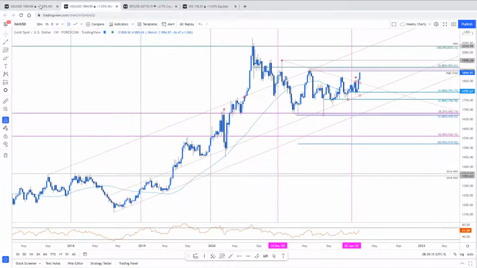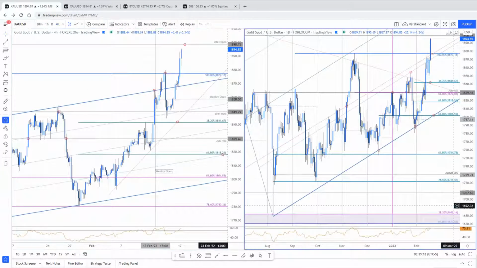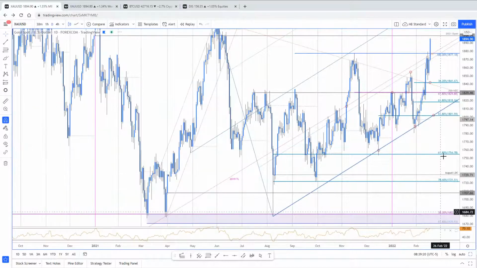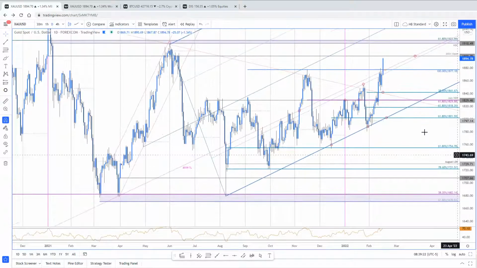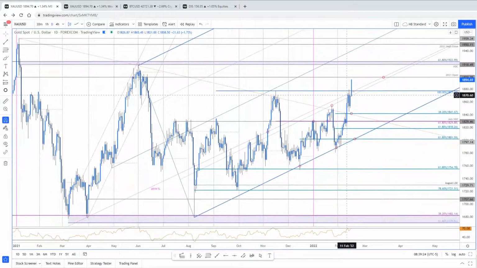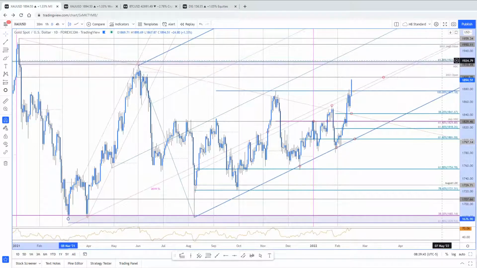Here's what the daily chart looks like. Okay, you can't make this stuff up. This is one of the cleanest breakouts we've seen in gold in some time. All right, there is uptrend resistance. Here's the breach, no meandering, just a ripper. So again, the 2021 yearly open comes in at 1998. And again, I have a resistance zone here. It stretches a little bit higher towards 1920.